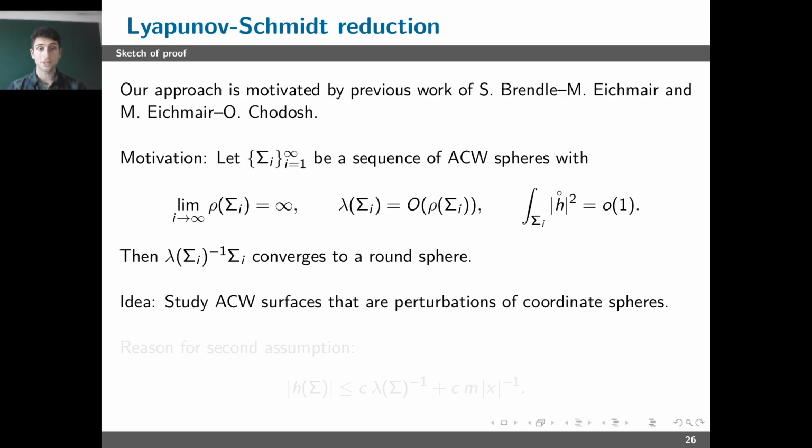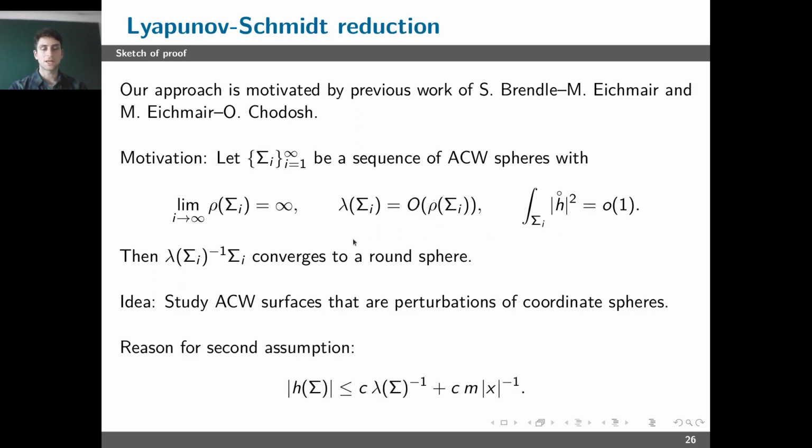Okay, and for this reason it might seem like a good idea to study area-constrained Willmore surfaces that arise as perturbations of coordinate spheres. So why do we need these assumptions? The first assumption seems reasonable because the further you go to infinity, the more Euclidean the metric becomes, so it seems likely that you can actually say something reasonable about the geometry of these surfaces. Then the third assumption over here ensures that the surface becomes closer and closer to a round sphere in W^{2,2}, so this also might seem helpful. But why do we need this assumption in the middle over here?